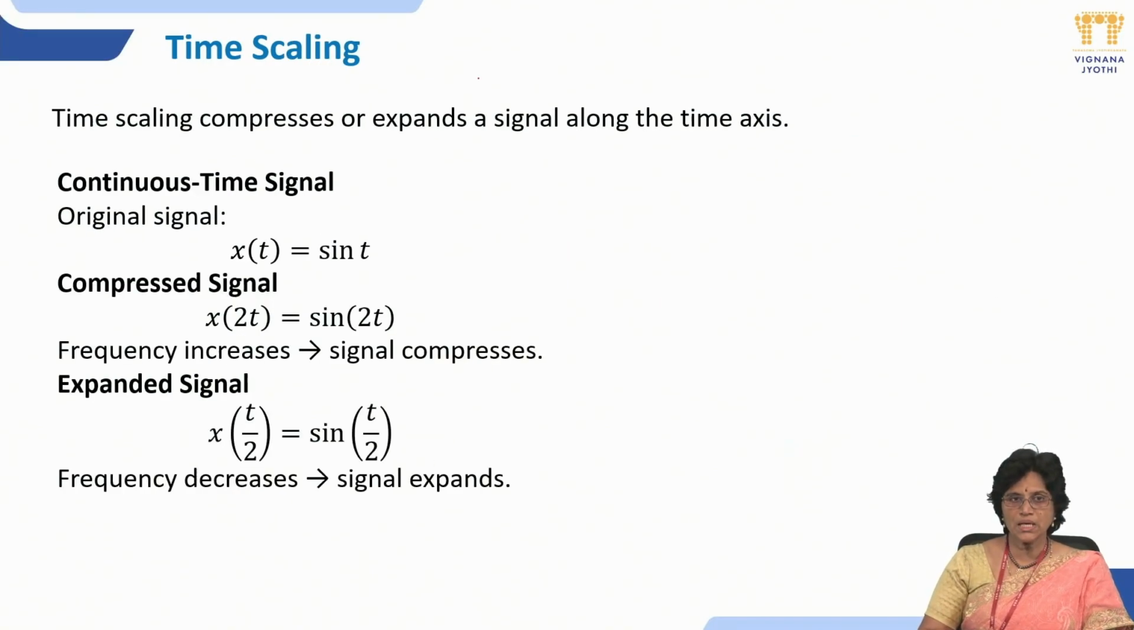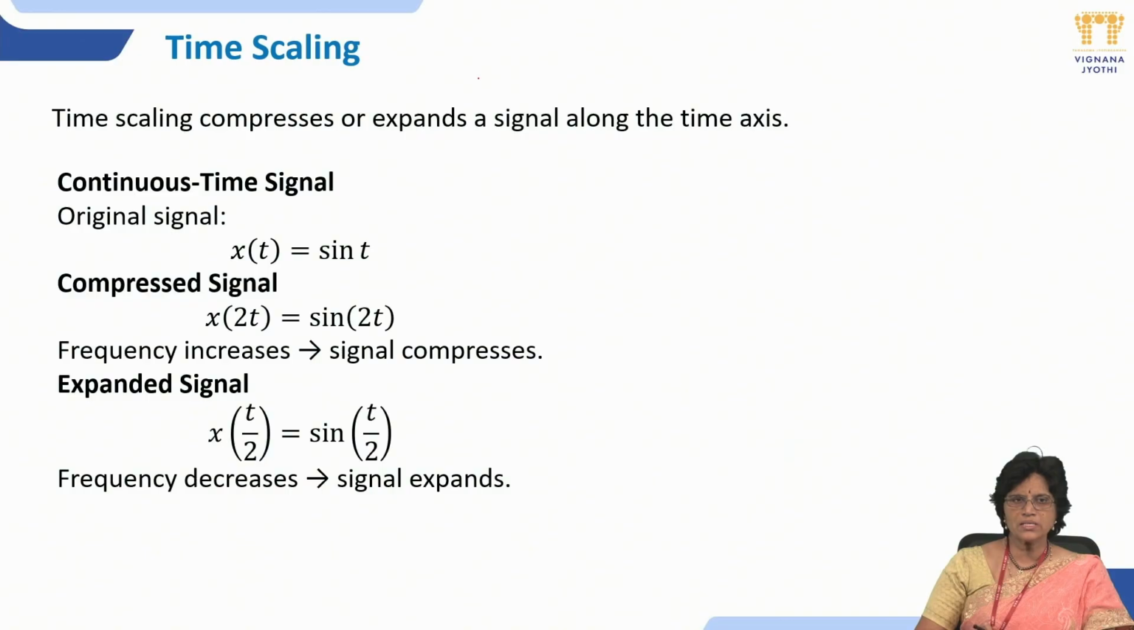Next one is time scaling. This is also one of the very important concepts, mostly used in communications and image processing. While transmitting the data, we are having restricted bandwidth. Because of that, generally we are compressing the signal at the transmitter side, and at the receiver side, once again, we are expanding. So, how will you do that?